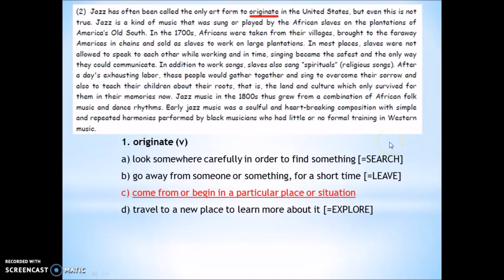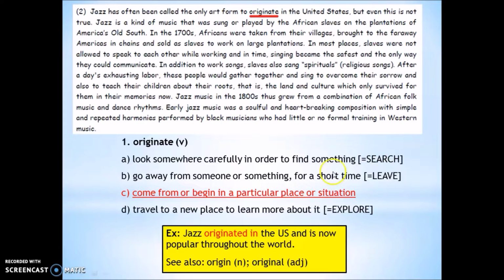What I tried to do here is I just wanted you to see the keyword, the target vocabulary in context. Okay, and here is the definition of this word. It's the correct definition. The jazz, the music style jazz, originated in the US, was born in the US, was started in the US, and is now popular throughout the world.